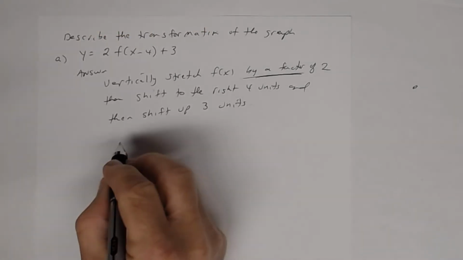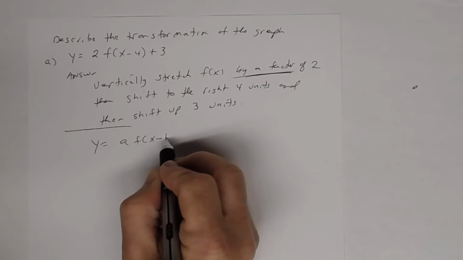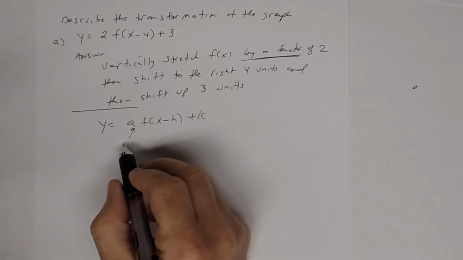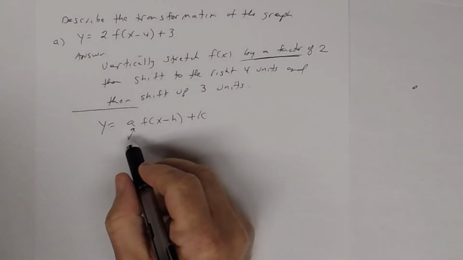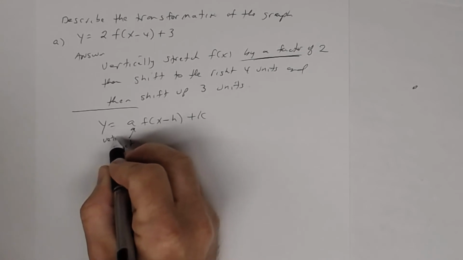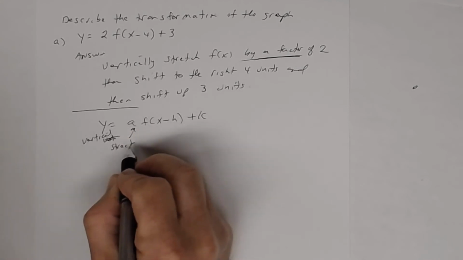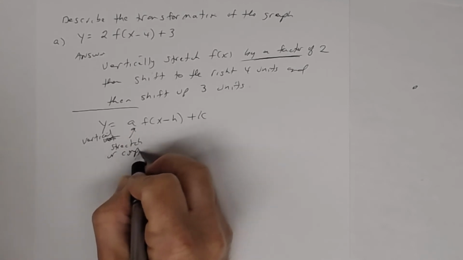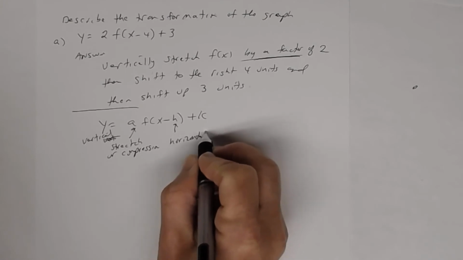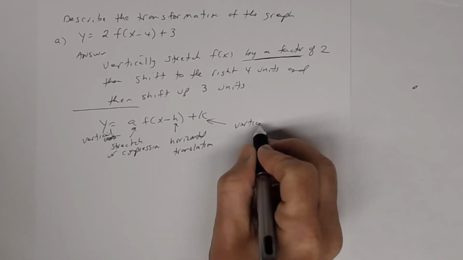Okay? All right, so what we have so far is this. We have y equals a times f of x minus h plus k. So this a right here determines the vertical stretch or compression. I should say vertical because there is a horizontal as well that we haven't talked about yet. This h is the horizontal translation, and the k is the vertical translation.